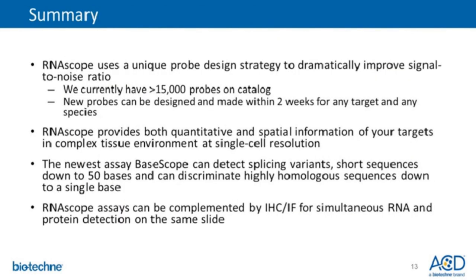To summarize, RNAscope uses a unique probe design strategy to dramatically improve signal-to-noise ratio. We currently have over 15,000 probes in our catalog. New probes can be designed and made within 2 weeks for any target and any species. RNAscope provides both quantitative and spatial information of your target expression in complex tissue environment at single-cell resolution. The newest assay, BaseScope, can detect splice variants and short sequences down to 50 bases, and can discriminate highly homologous sequences down to a single base.